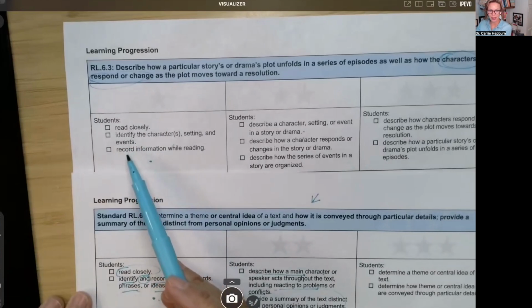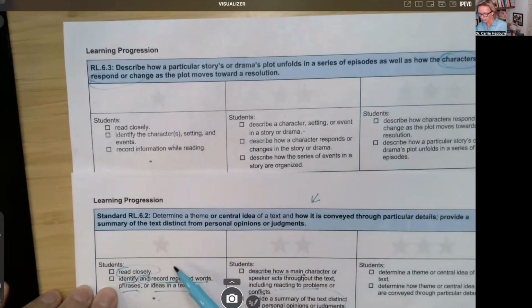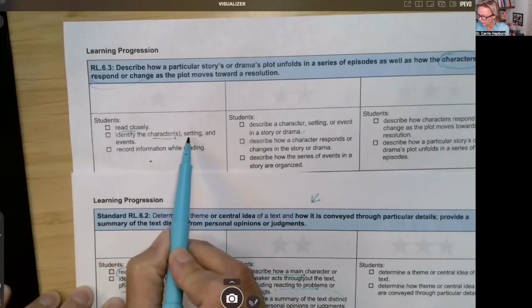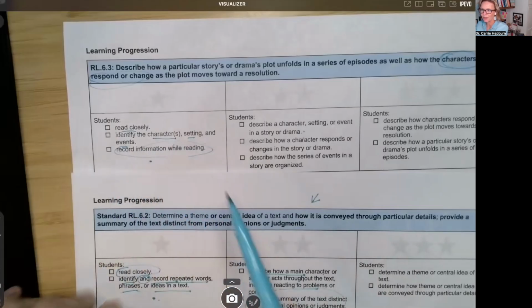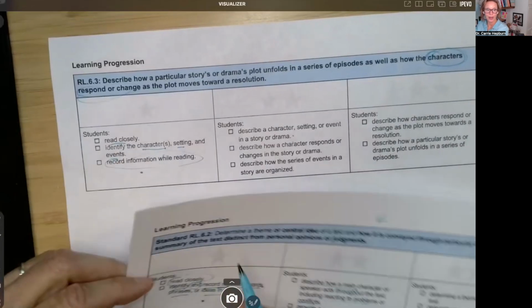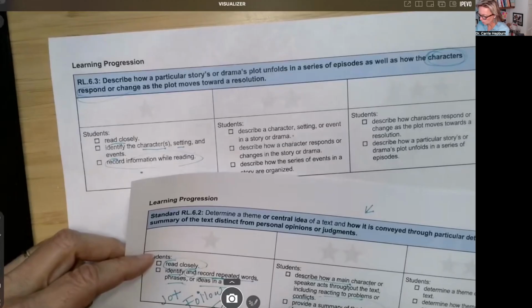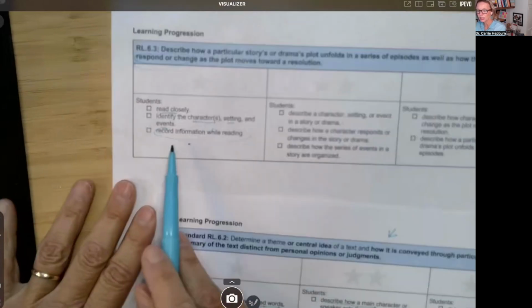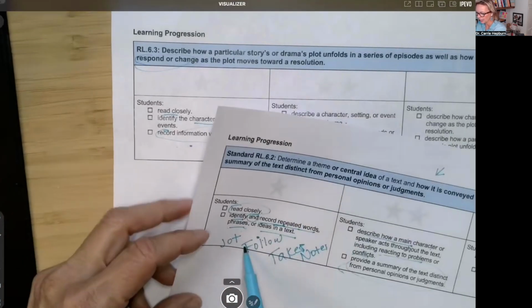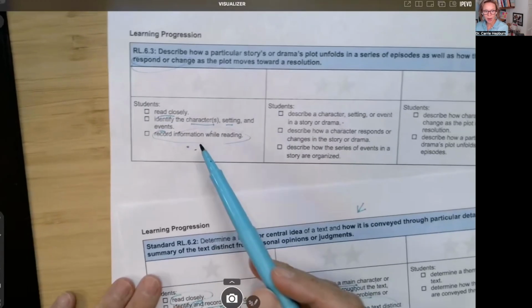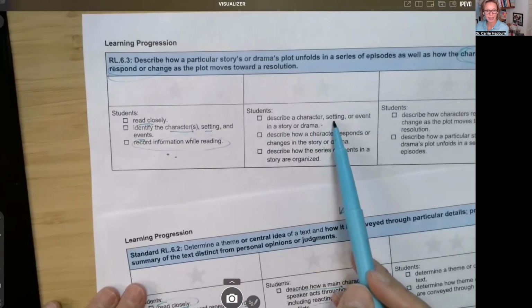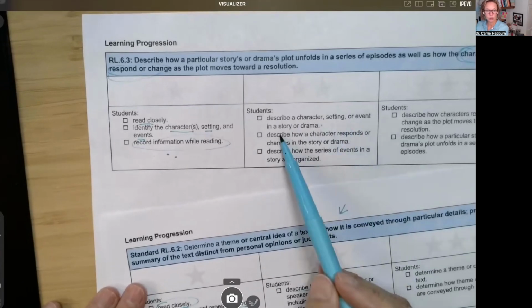So we started with the same thing. We kept going. So we need to read closely. Good. So we're already doing that down here. Here, when we read closely, we're looking for these things, identify and record repeated words. Here, when we're reading closely, we're going to start identifying characters, setting, and events and record that. Well, we're already teaching students. Remember, we had said we were teaching them how to jot, how to follow, how to take notes. We're doing all of these things here. And that's going to be transferable up here, right? So we're going to be doing that here. It's transferable here. Now we're going to start describing character setting and events in a story or a drama.